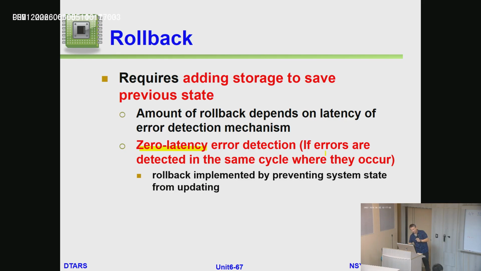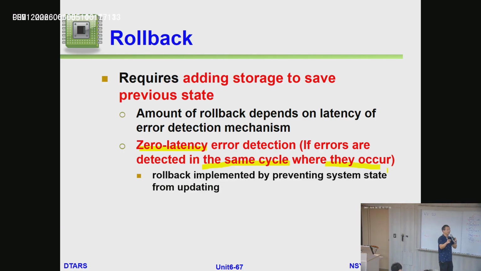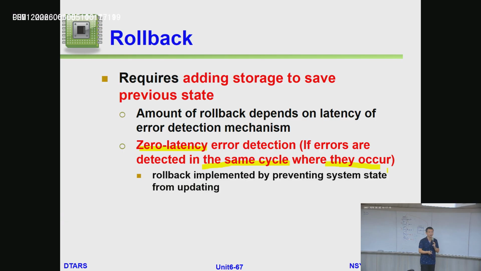means that the errors can be detected in the same cycle when the errors occur. So zero latency means that when you do some computation in a certain cycle, in that cycle we also detect the errors. So we don't affect the number of clock cycles you have. So if we can do that, then in the same cycle, we can also do the rollback. So this is, I think, the ideal case if we can implement this one.